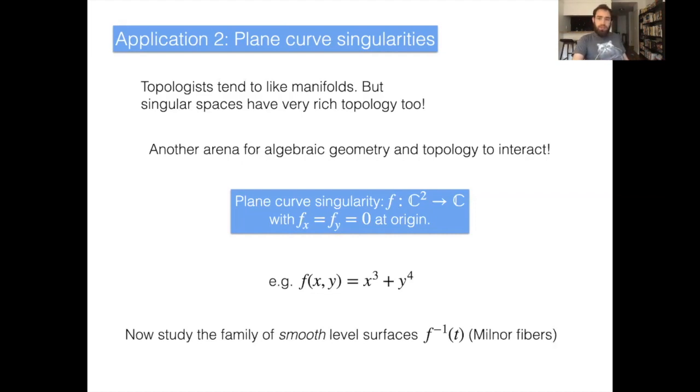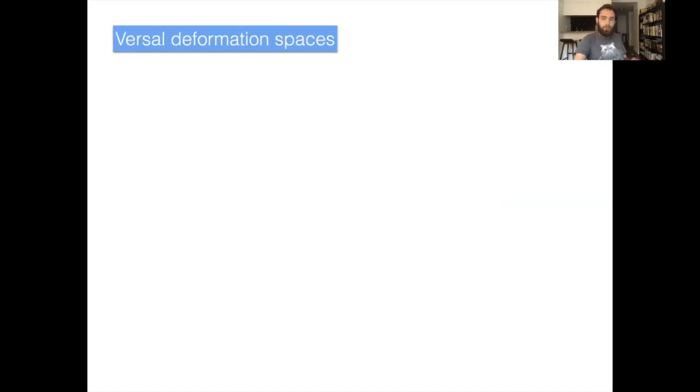The language for this, we call these the Milnor fibers. And like in translation surfaces, you want to study some sort of moduli space or the universal family of translation surfaces. Likewise, in singularity theory, you want some sort of moduli space for the universal Milnor fiber. And these are called versal deformation spaces here. And so these are easy to set up.